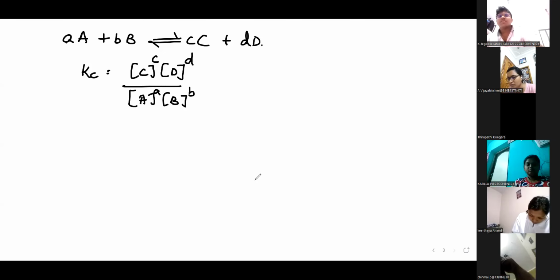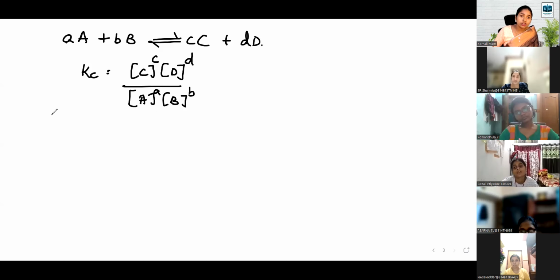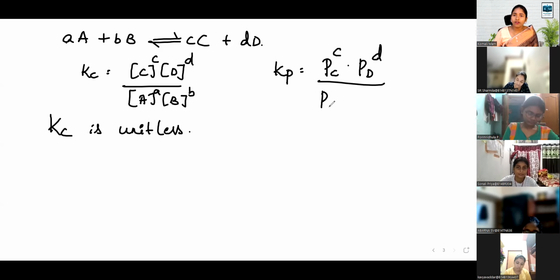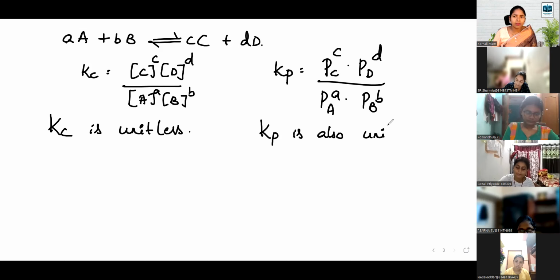One important point I want to tell you: the numerator is also concentration and the denominator is also concentration, so Kc is unitless. With respect to Kp, how to write? Pressure of C to the power of c, pressure of D to the power of d, pressure of A to the power of a, pressure of B to the power of b. The numerator is pressure and the denominator is also pressure, so Kp is also unitless. So, Kc and Kp are unitless. Okay?